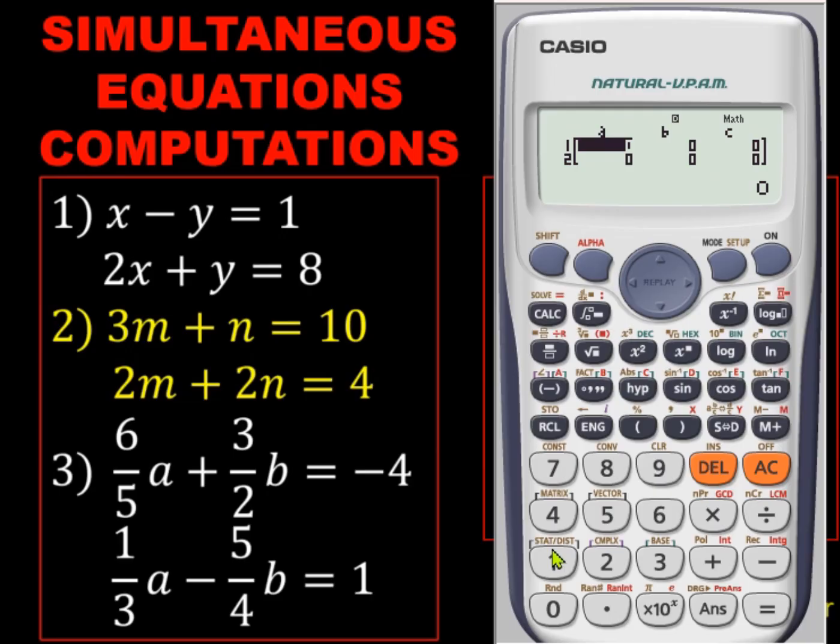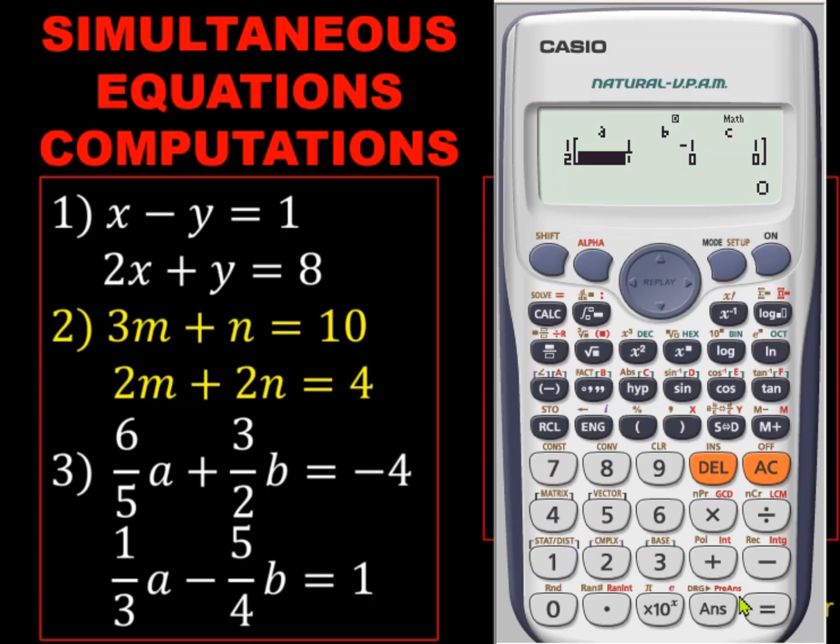So first of all, we have x minus y equals 1. So the coefficient of x is 1. So you press the number, then you press on equal to. It will take you to the next one. Now the coefficient of y is -1. So you are going to compute -1, then you press on equal to. And also the constant, which is c, is 1. Then you press on 1, equal to.